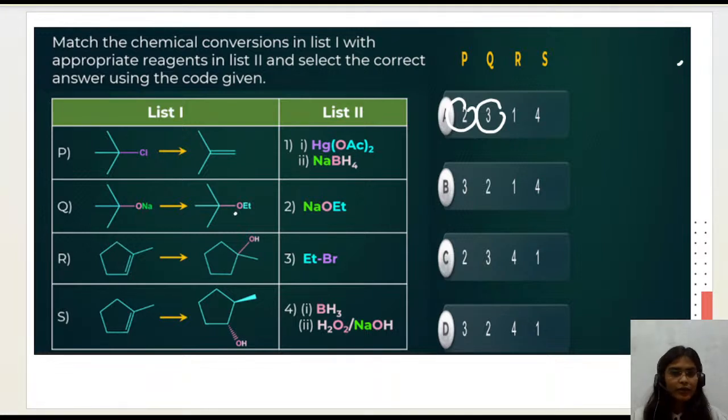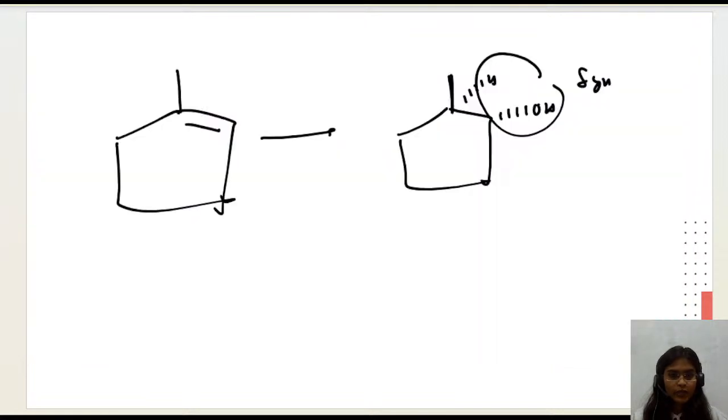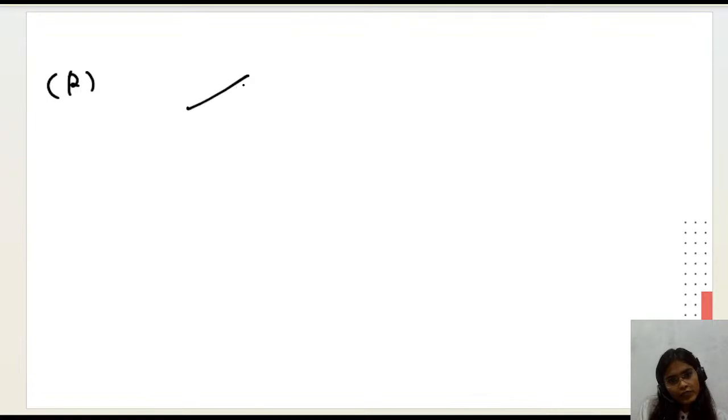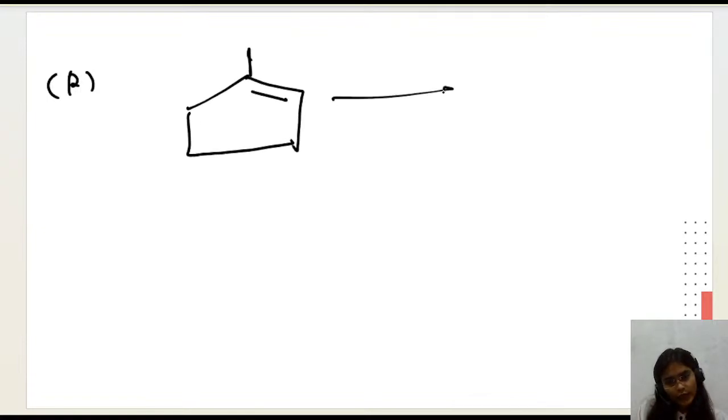So let's discuss the R and S part. What is happening in the R part here? In option R, first of all, it's a five-membered ring with a double bond like this. And what we are adding simply is some HBr. No, no, no, water, I'm sorry. Addition of water, simply.